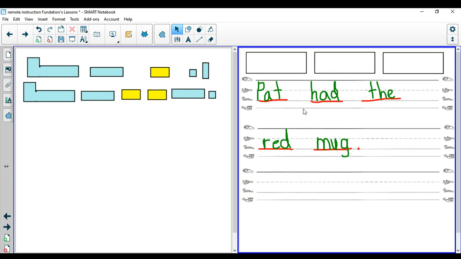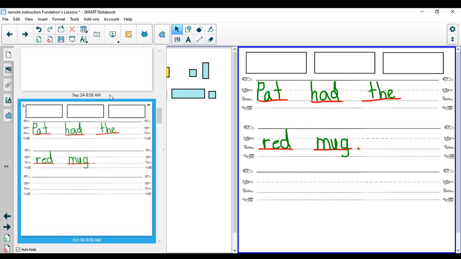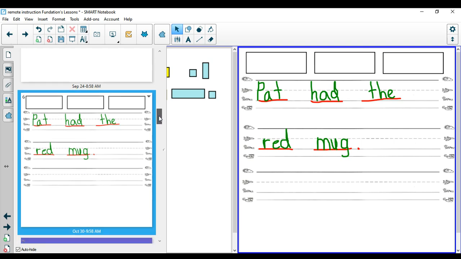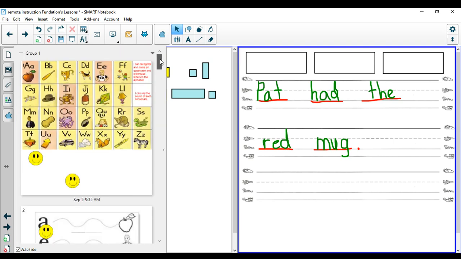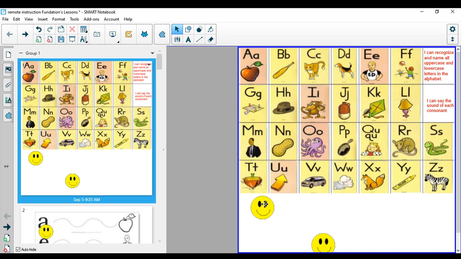Great work. Boys and girls, sentence writing will get easier. If that is something that was a little tricky, please make sure you continue to sound out those words and just try your best. As we practice this, it's going to get much easier for you. Great job.